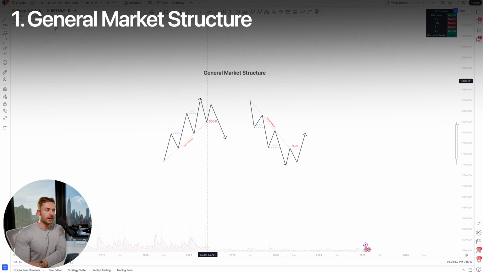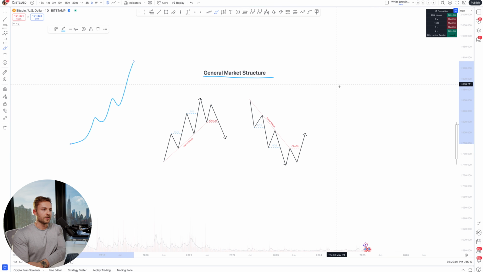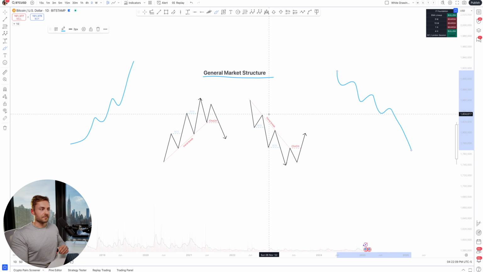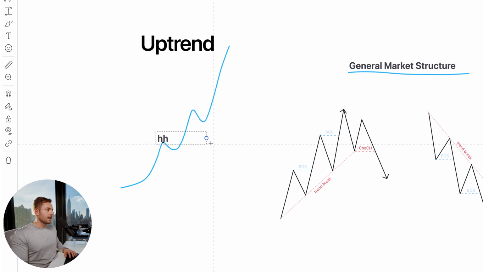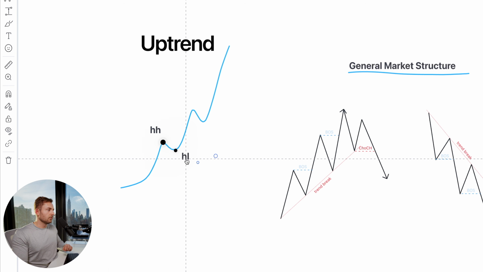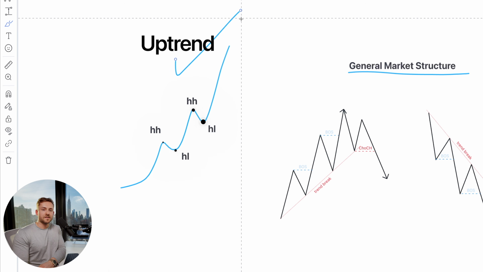So the first thing to truly understand is the general structure of markets and what trends are. Basically, anytime you're seeing price move consistently in one direction or the other, those are generally considered trends. The technical definition of an uptrend is having a higher high right here, followed by a higher low, and then having a higher high, followed by another higher low. And this is going to be considered an uptrend.